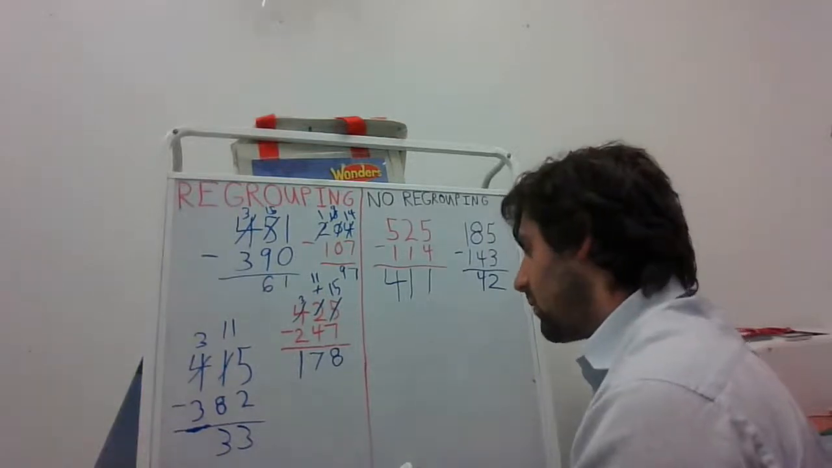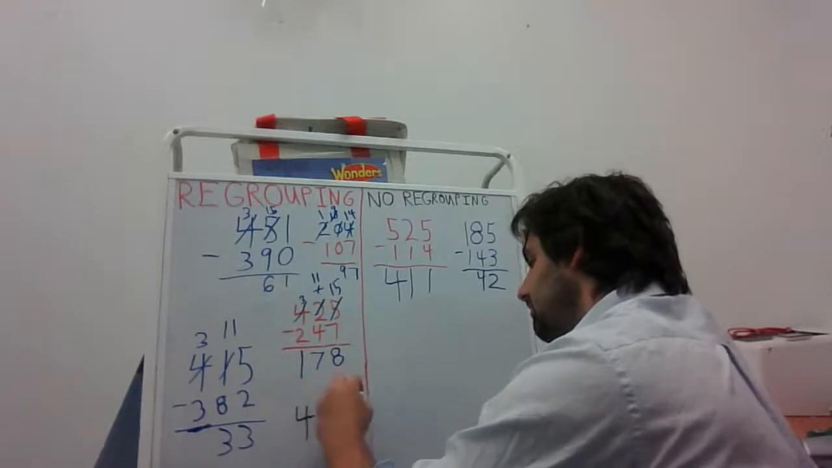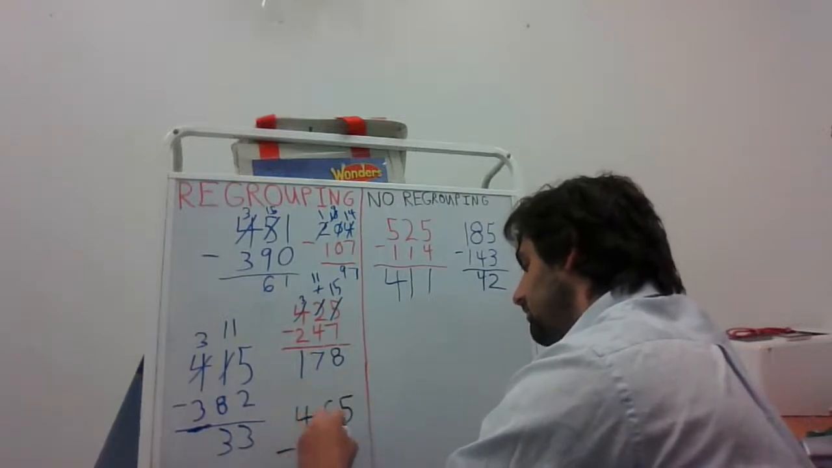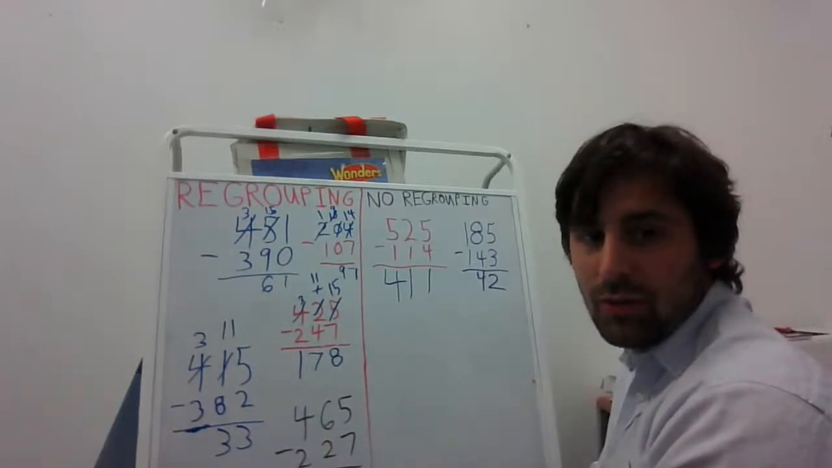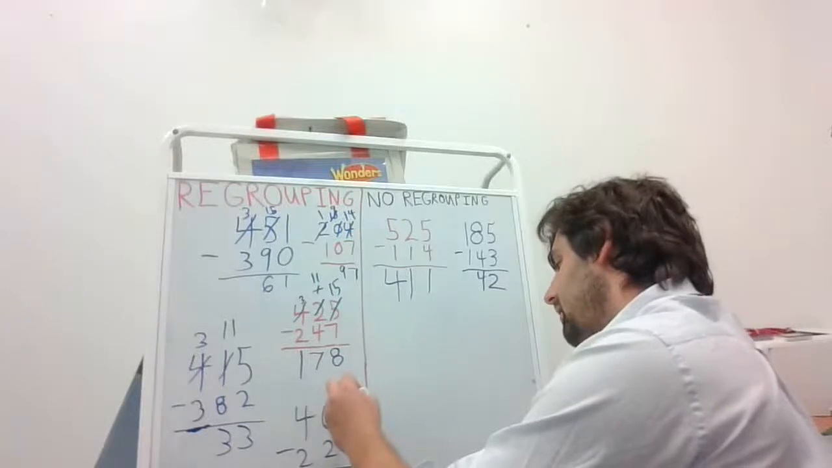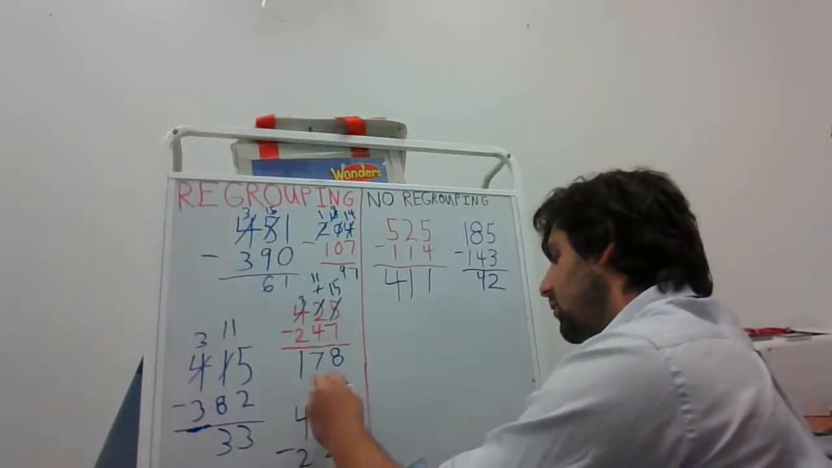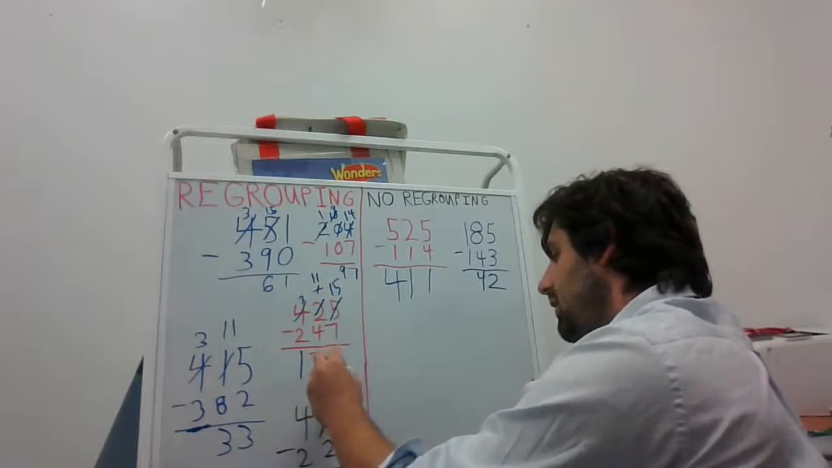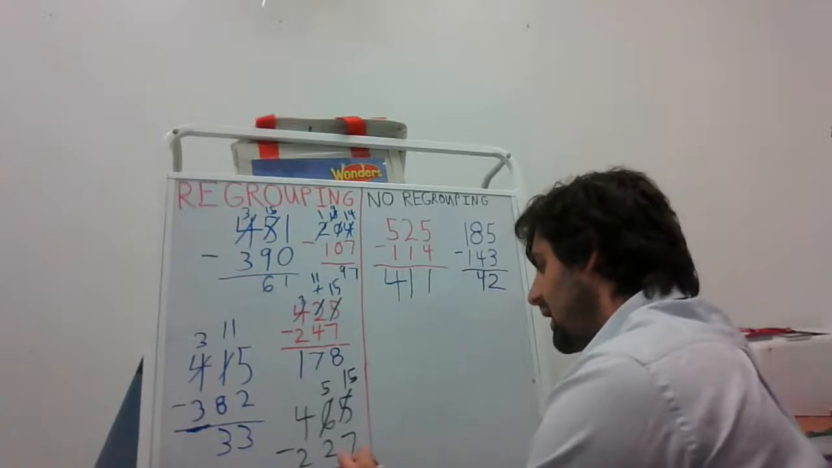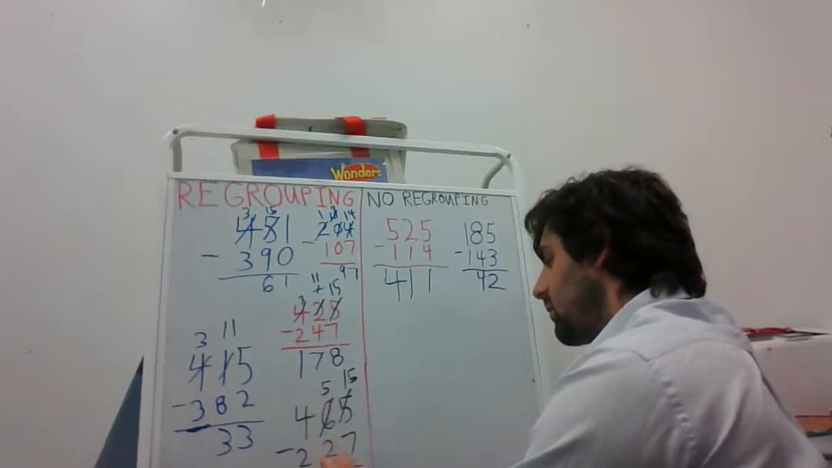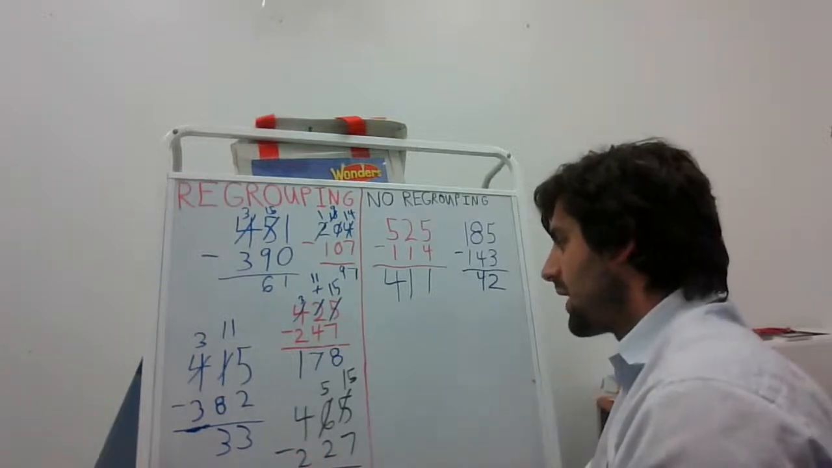I'm about to do another one now. 465 minus 227. 7 is bigger than 5, so we do need to regroup. The 6 is going to become a 5. 5 is going to become a 15. 15 minus 7 equals 8. 5 minus 2 equals 3. 4 minus 2 equals 2. Our answer is 238.